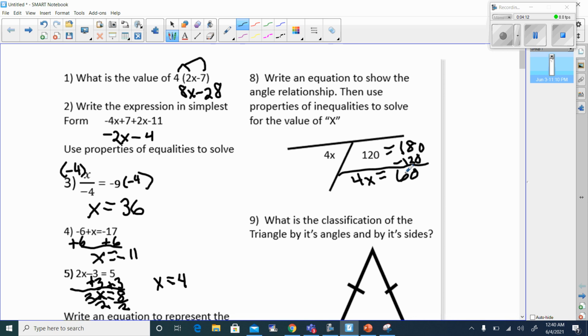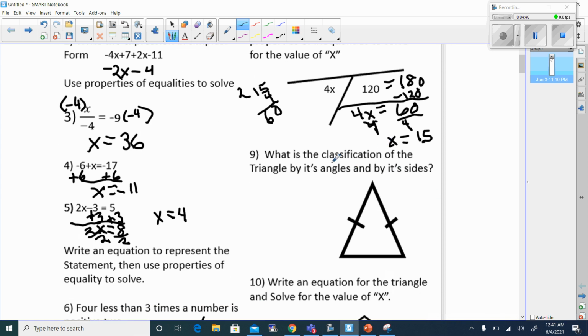How many times does 4 go into 60? Well, I know 4 times 5 is 20. So this is 3 times as much. That's going to probably be 15. I'm just guessing here. 15 times 4. That's 0. Carry the 2. Yep, there's 60. So x, when I divide by 4, 60 divided by 4, x will equal 15.